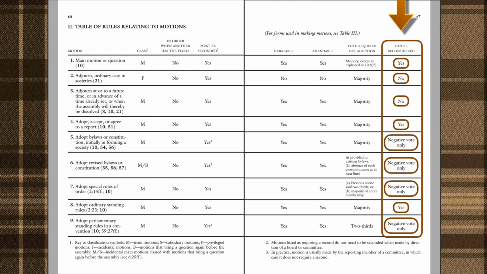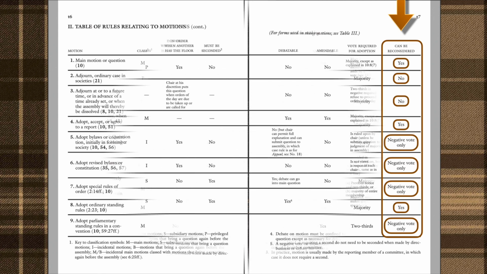Now, to be clear, if this says yes, it means any vote on that particular motion can be reconsidered, whether the motion was adopted or lost. And if it says no, it means no vote on the motion can be reconsidered, regardless of whether it was adopted or lost. And of course, when it says negative vote only, it means that an affirmative vote on that particular motion is not subject to reconsideration, but a negative vote can be reconsidered.